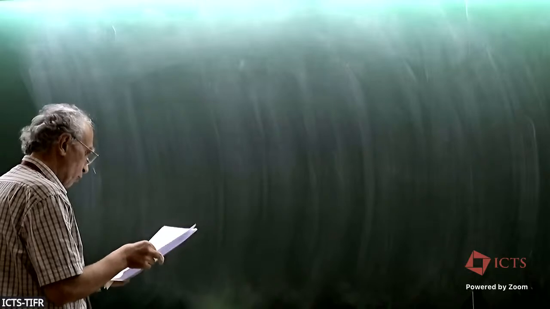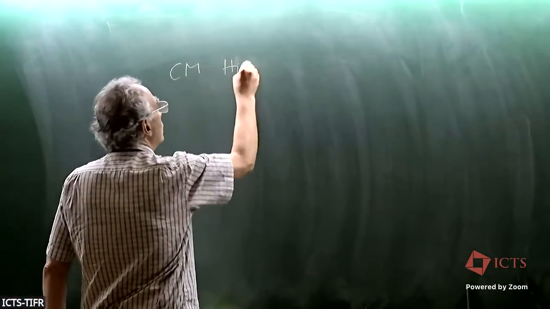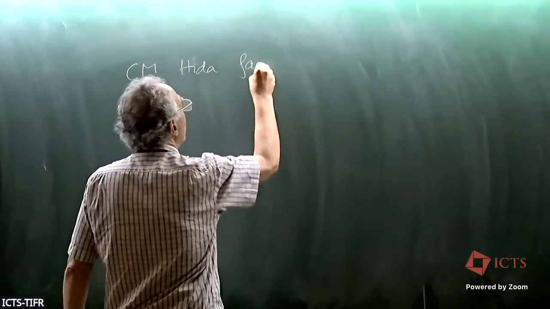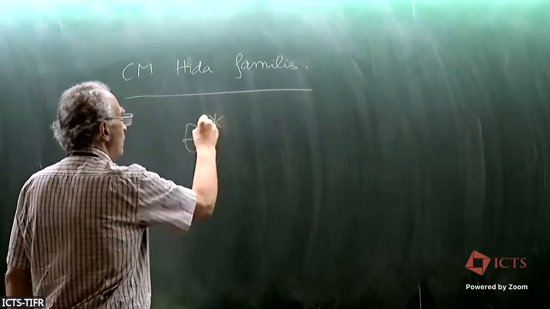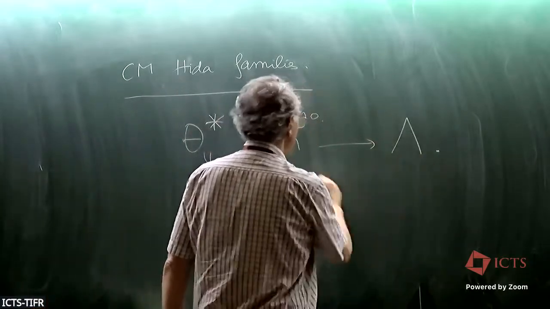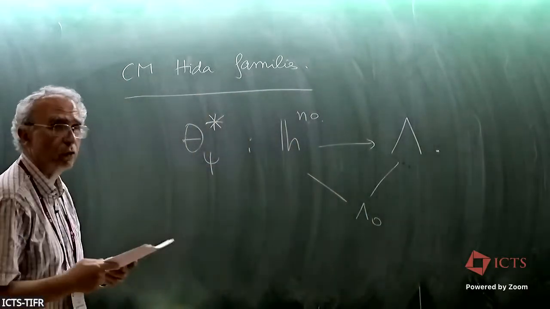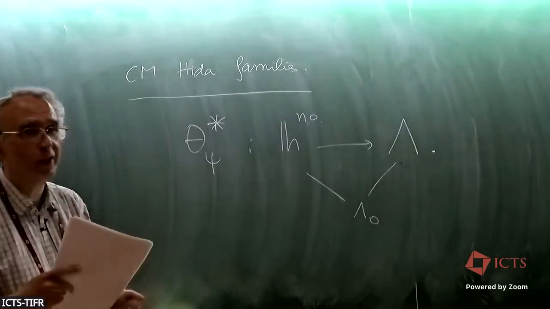Now, just a word on the next thing. The second ingredient is CM Hida families. I'm not sure I have time now, but I will be a little more precise about these objects in order to define the family theta psi from the nearly ordinary Hecke algebra to this extension of lambda 0. That's the next thing I want to do, but maybe not now. I stop now.